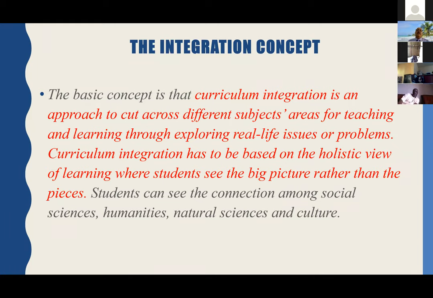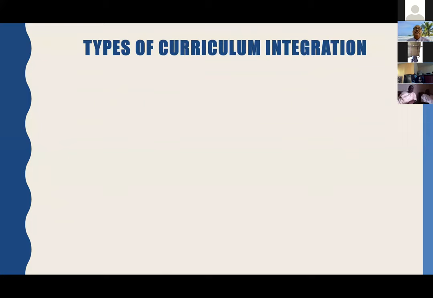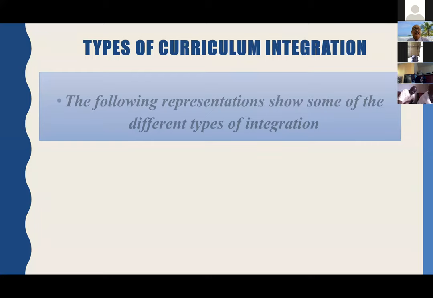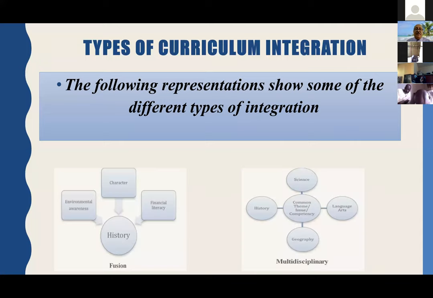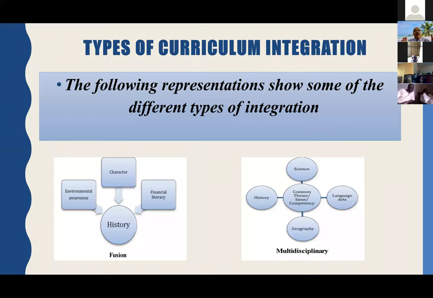So here the basic concept is cutting across different subject areas. That's the main theme of integration from the Western literature. Now, if we look at the different types of curriculum integration, there are different approaches to classify them. This is one of these types. Number one is what they call fusion. If you are teaching a particular subject, you can draw from other disciplines or areas like ethics, finance, environment, and you can fuse some of the information into your subject, whether history or mathematics or what have you. That's one way of integrating the curriculum.